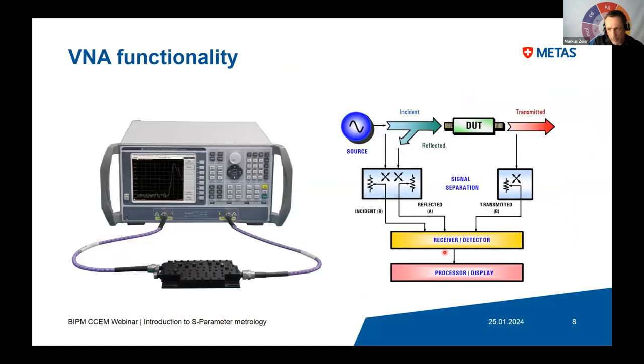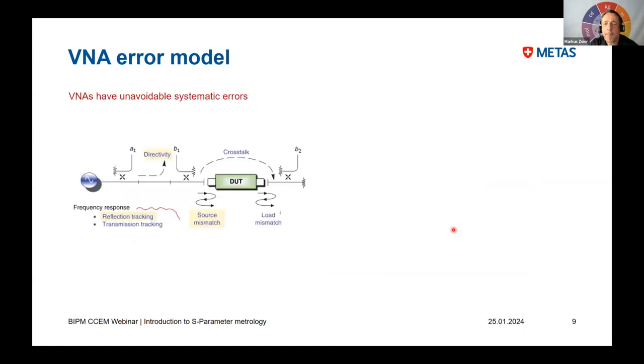So how does a VNA work? Obviously, it has a source and it has detectors. Sometimes it has several sources. An important part is the signal separation, because you need to somehow separate forward and backward traveling signals. This is usually done with directional couplers, which can distinguish the direction of the traveling wave. Now, VNAs are quite expensive. They are quite precise, but they have some unavoidable systematic errors. The scheme I'm showing here tries to show that a bit.